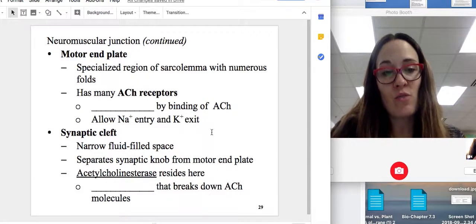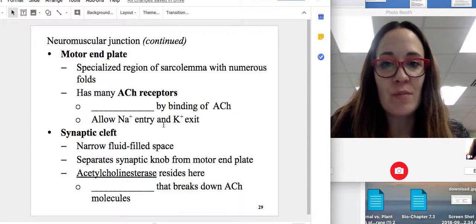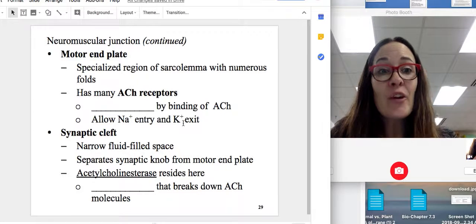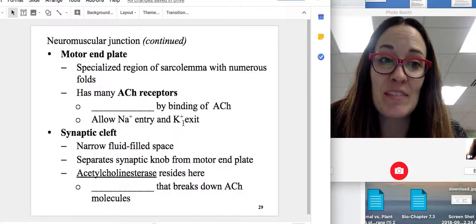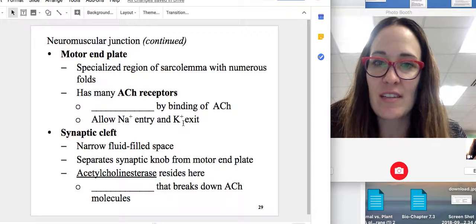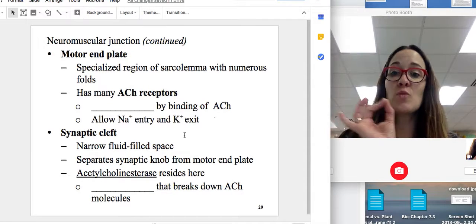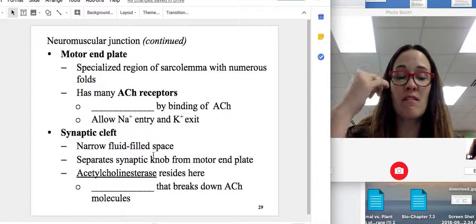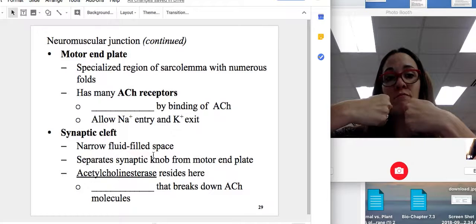So acetylcholine will come bind on those receptors and allow sodium to enter, okay? And also, we haven't got to this point in class, but it also later will allow potassium to exit through different channels. The space is between the two, like I said, between the motor neuron and the muscle cell.